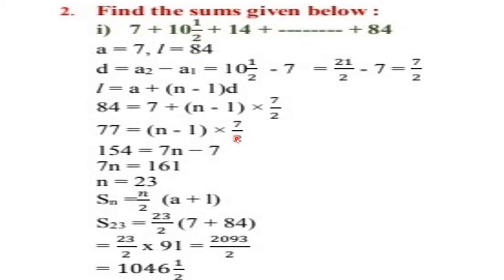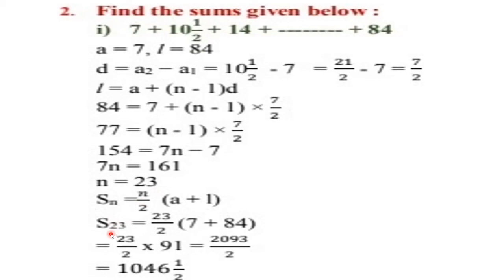So I am going to multiply this 2 to the LHS numerator. So 77 2s are 154, that is equal to, multiply 7 inside the bracket. 7 into n will be 7n. 7 into minus 1 will be minus 7. After that, here 154 is there, minus 7 is there. I am going to shift this minus 7 to 154. So that is 154 plus 7, you are going to get 161. So when you divide 161 by 7, you are going to get 23. Understood? So n value will be 23.